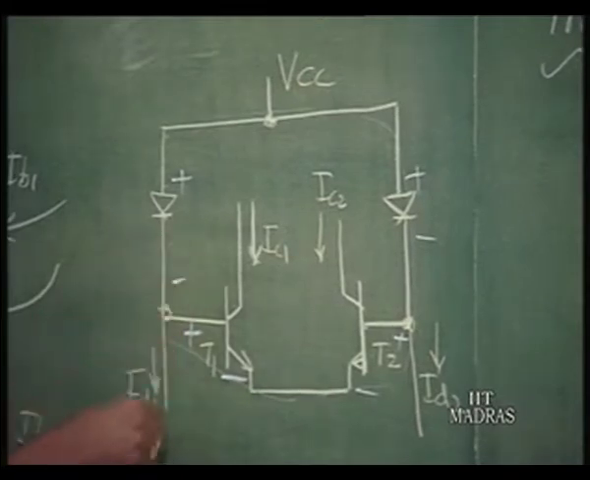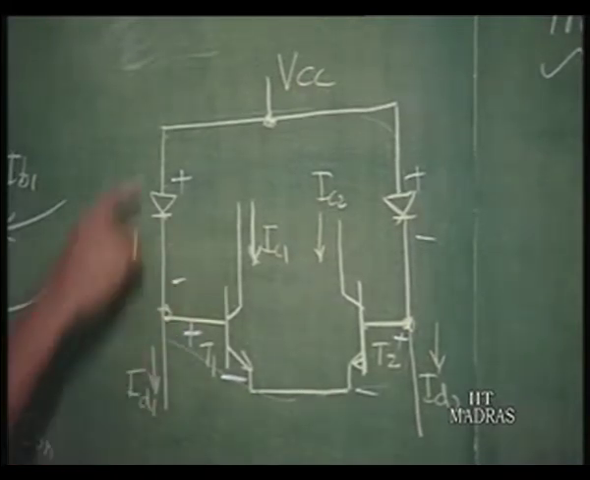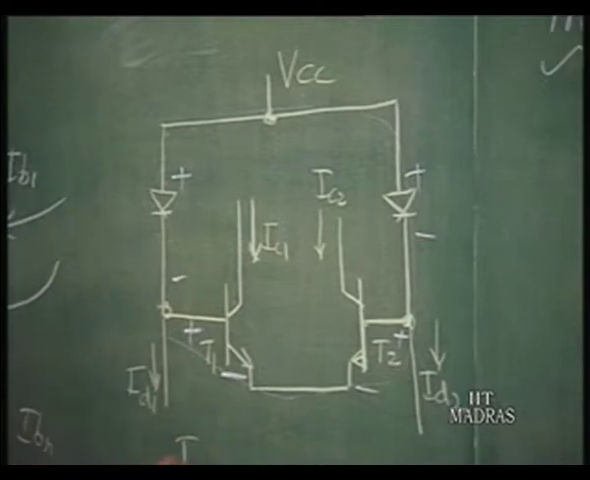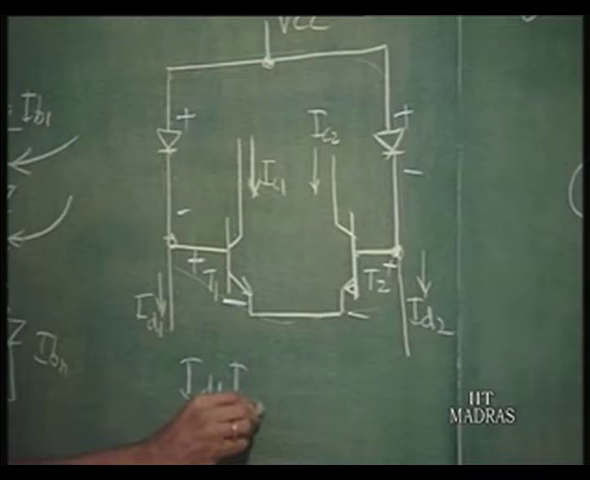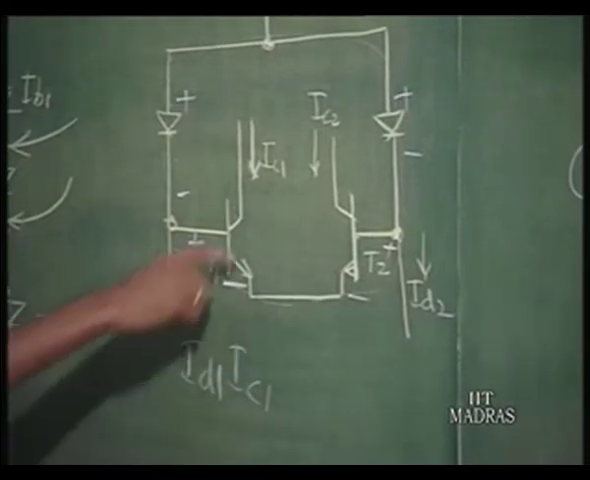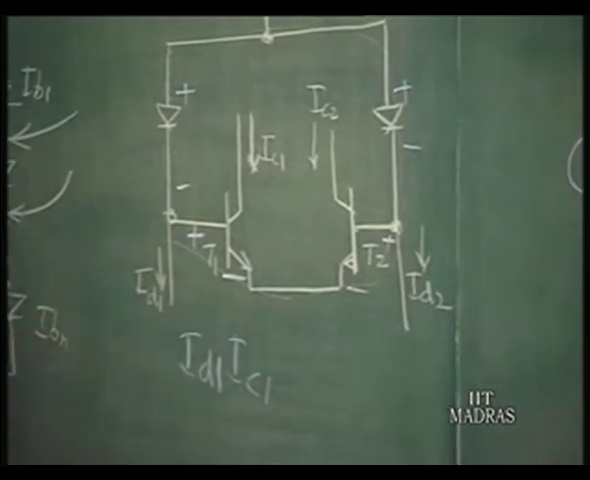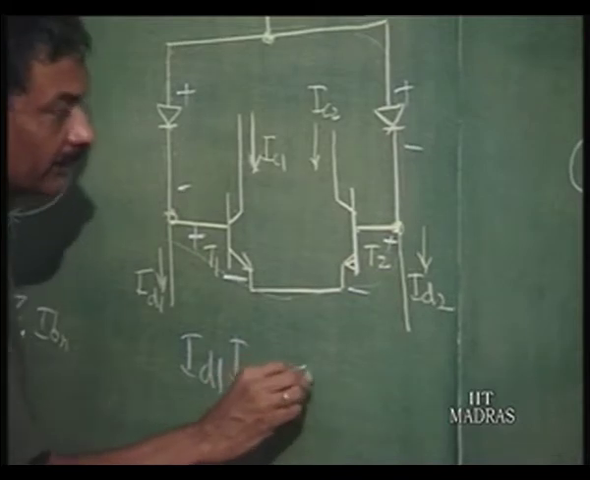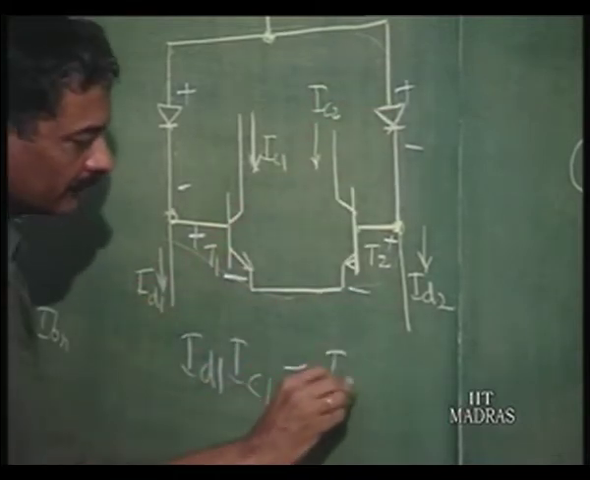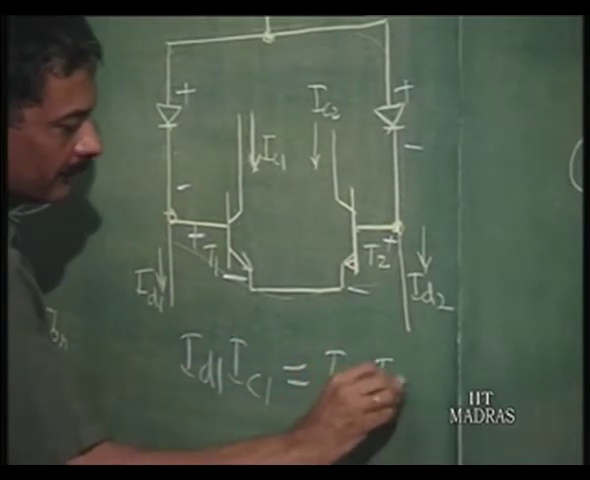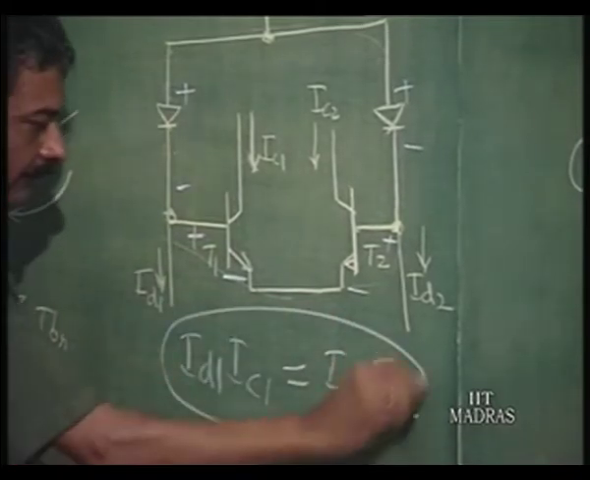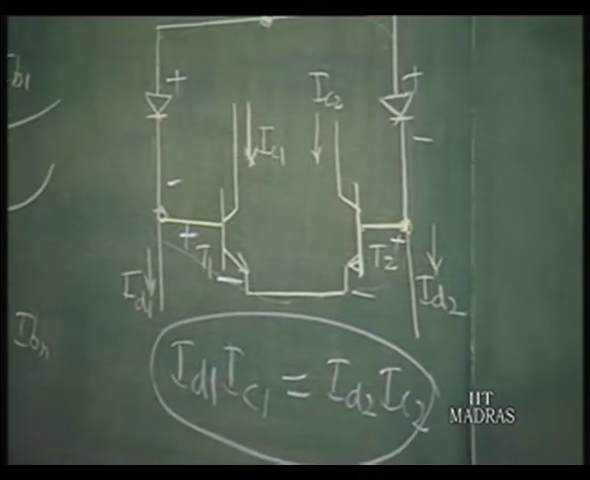That means, actually speaking, you can now see that I d 1 is the current through this. So, I d 1 into the current through this is essentially I c 1, because I e 1 is very close to I c 1. This is equal to I d 2 into I c 2. This is what the Gilbert's gain cell says.